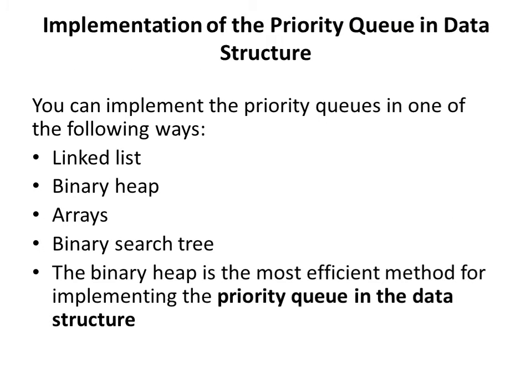Implementation: it can be implemented using a linked list, binary heap, arrays, or binary search trees. The binary heap is the most efficient method for implementing the priority queue in data structures. Next, we will concentrate on all these concepts one by one.